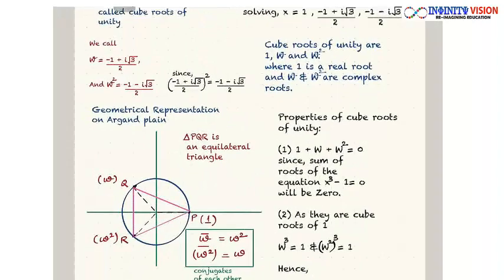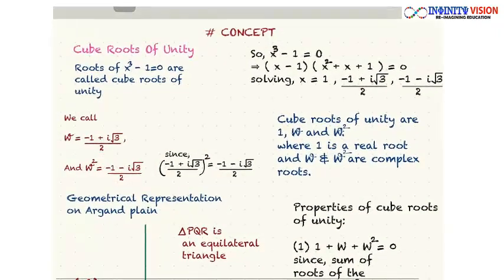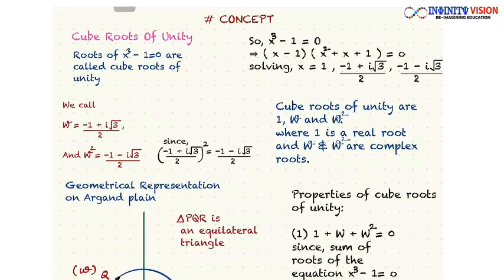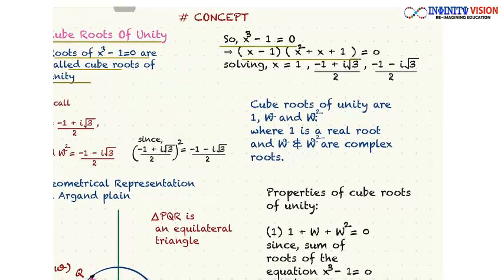Now discussing the why part, the only concept which we are going to discuss in this problem is the cube root of unity. So we know the roots of x cube minus 1 are called cube roots of unity. So we can say that x cube minus 1 is equal to 0. The solutions of this are going to be the three cube roots. If we factorize this, x cube minus 1 is going to be written as x minus 1 into x square plus x plus 1, and solving it we get x is equal to 1 and minus 1 plus iota root 3 by 2 and minus 1 minus iota root 3 by 2.